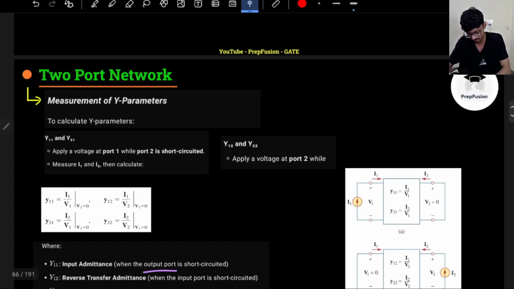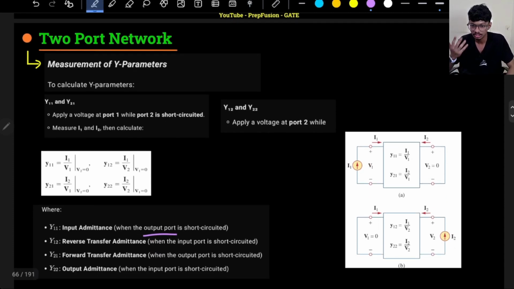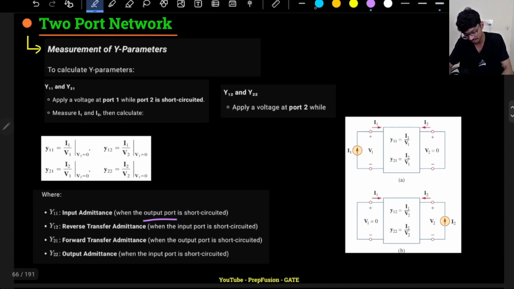Okay, again, how do you remember this? Same logic, right? Whatever I have explained for Z parameter, the same logic applies here: this Y means it is admittance. If it is admittance, that means it is the ratio of current over voltage. Now the first part is sorted.